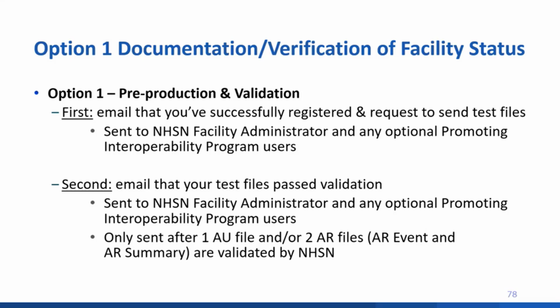Specifically regarding option 1, pre-production and validation, the first email sent indicates that you've successfully registered and request to send test files. This is sent to the NHSN facility administrator and any optional PI program users. The second email indicates that your test files have passed validation. This is also sent to the NHSN facility administrator and any optional PI program users. Please note, this is only sent after one AU file or two AR files, AR event and AR summary, are validated by NHSN.